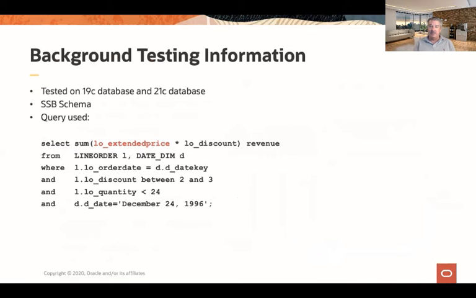Let me talk about the testing. I tested this with 19c, which doesn't have in-memory hybrid scans, and then 21c, which does support it. I used the SSB schema, our normal schema we do most of our testing with, and this was the query that I used to test with. We're looking at LO_EXTENDEDPRICE and discount, and notice I have LO_EXTENDEDPRICE in red because that's the column we're going to focus on. And then I have some filter predicates.